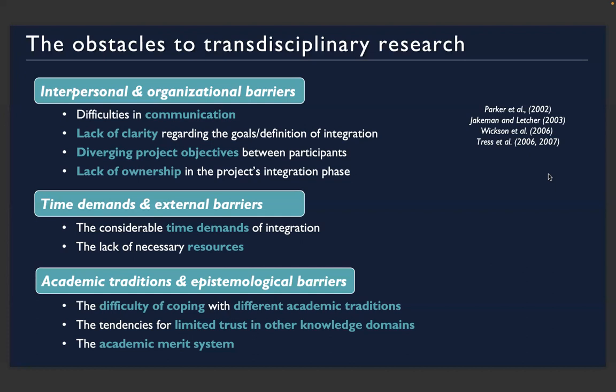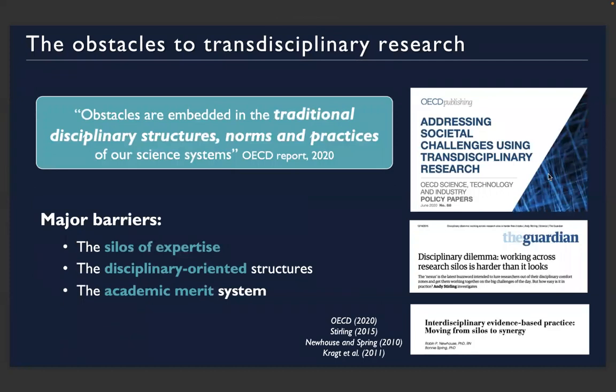The second problem is time demands and external barriers. Integration really takes a lot of time, and in general, we don't have the necessary resources. And the third problem is linked to academic traditions and epistemological barriers: the fact that it is difficult to cope with different academic traditions, and the tendency for limited trust in other knowledge domains. And finally, and last but not least, the academic merit system. I will go into more detail about this last one, because there are many reports on this subject.